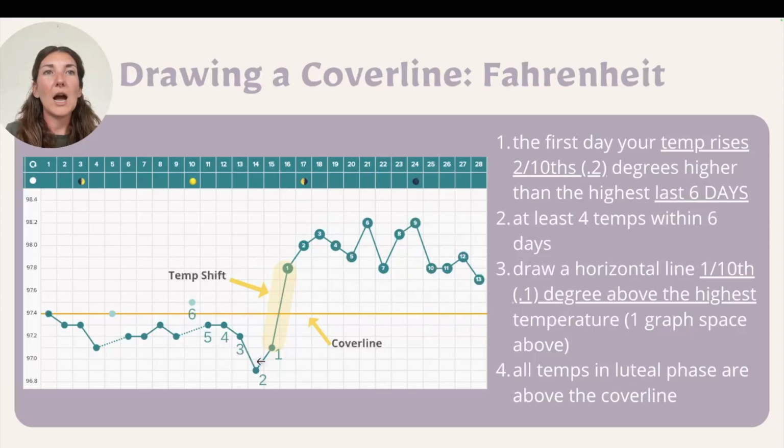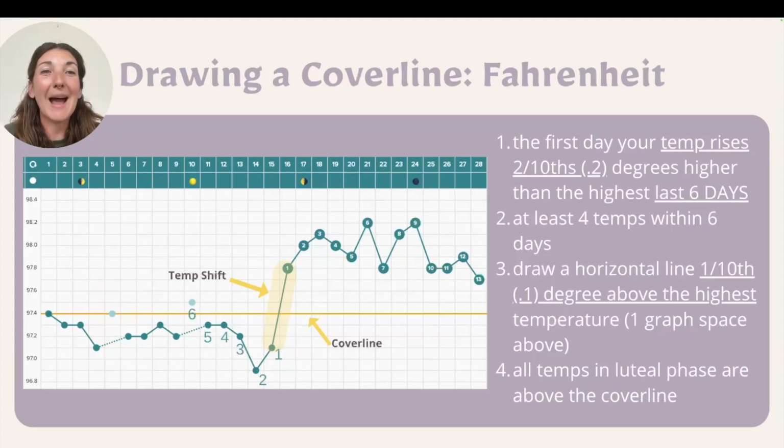The reason why we need at least 4 temps is in order to get an accurate range. So if we have anything less than 4, we don't have enough data to accurately draw our cover line. So again, you need at least 4 temps within the last 6 days. And what you'll do is you'll identify the highest temperature within that range. And so this person has 2 temps that are the same, and they're at 97.3 degrees. So these are going to be the highest temperatures within this range. Again, because we're not including this in our data set.